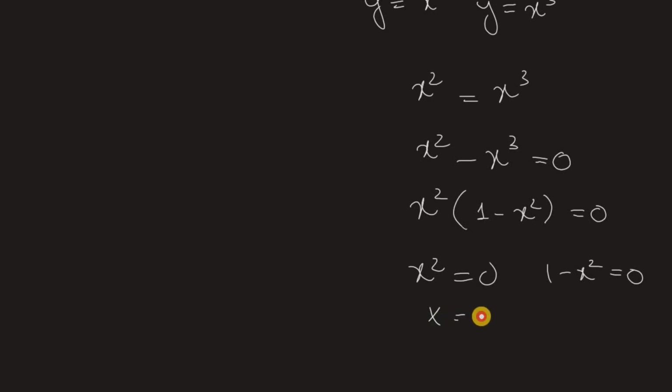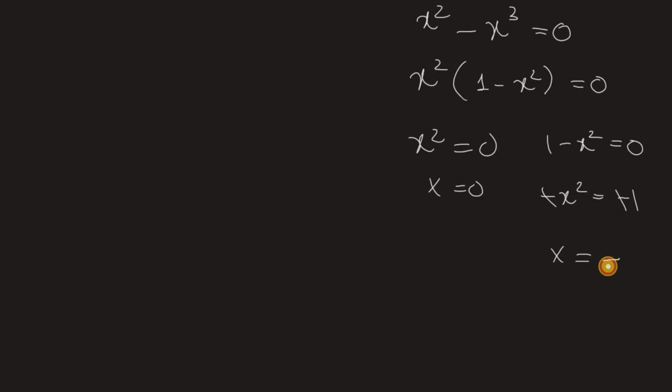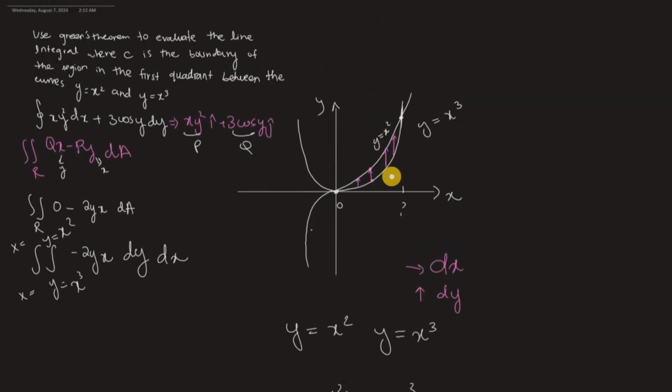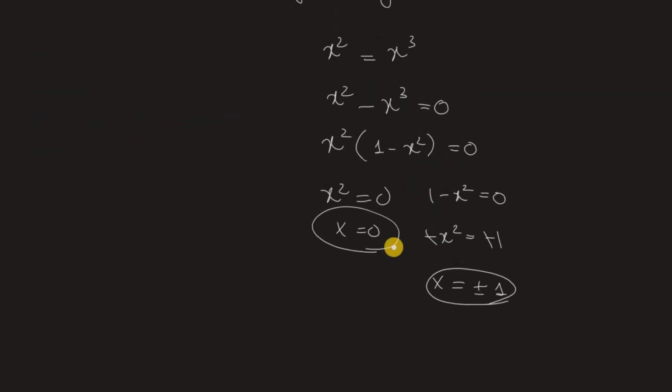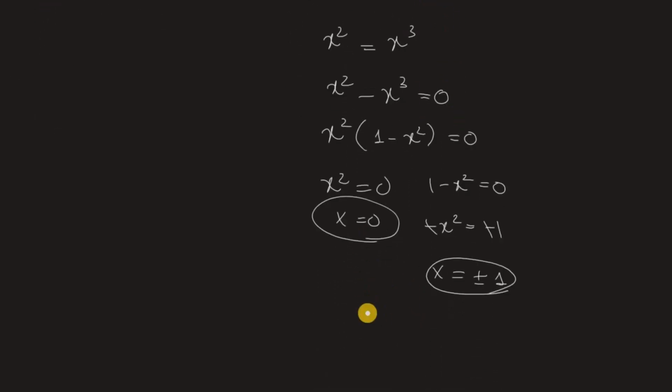So here we get x equals to 0, and here if we move the 1 to the other side, the negative cancels out, so we have x equals to plus and minus 1. Okay, so we got this from this equation over here. So let's go ahead and find the y values of this one. So we got the intersection point for x.